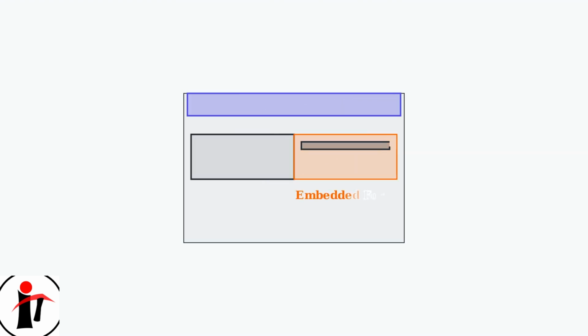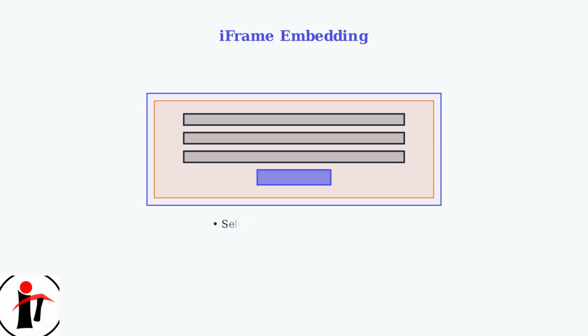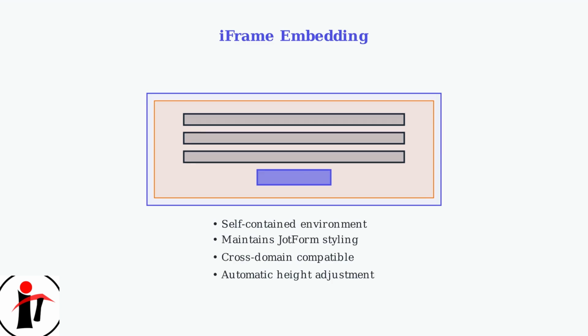Jotform offers two primary methods for embedding forms on your website: iFrame and script embedding. Each method has distinct characteristics and benefits that make them suitable for different use cases. The iFrame method places your form within an HTML frame, creating a self-contained environment. This approach maintains Jotform's original styling and functionality while ensuring cross-domain compatibility.